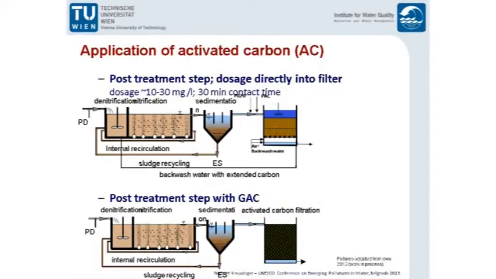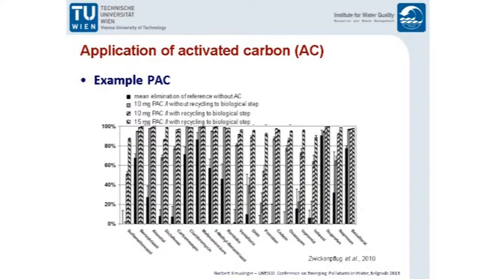Another aspect is the post-treatment step with powdered activated carbon. You have your own contact basin with a sedimentation and afterwards a filtration step in order to prevent this powdered activated carbon from entering the environment. Or you have an existing filter and you add the powdered activated carbon directly to your filter systems. And another option, which is very similar to drinking water treatment, is a granular activated carbon filter at the end.